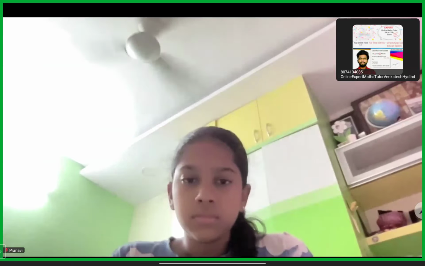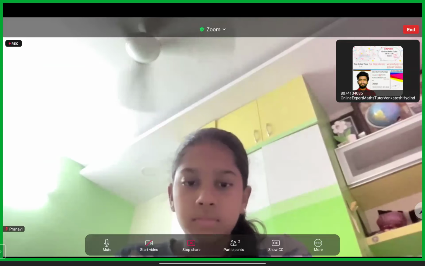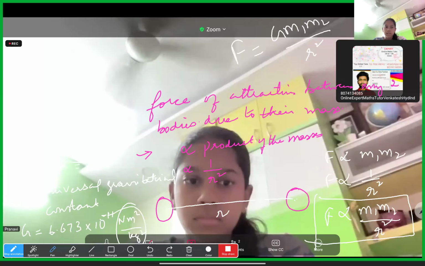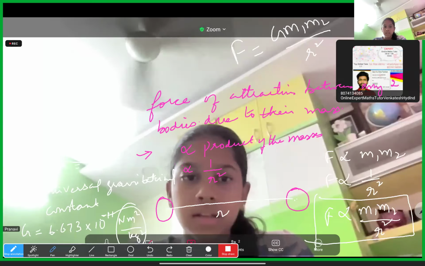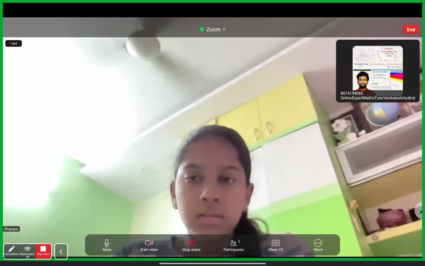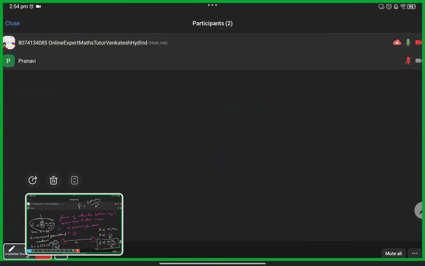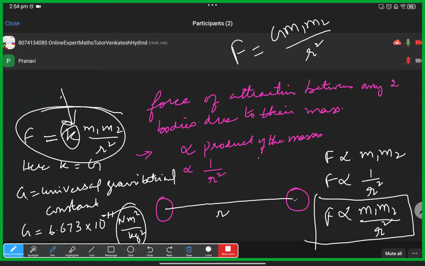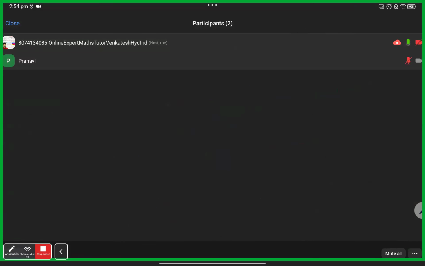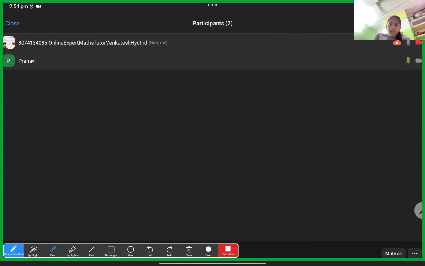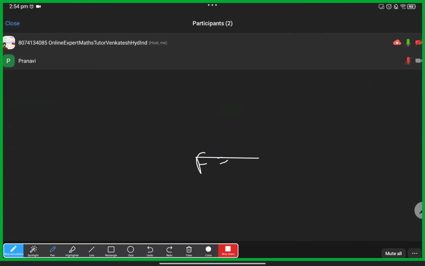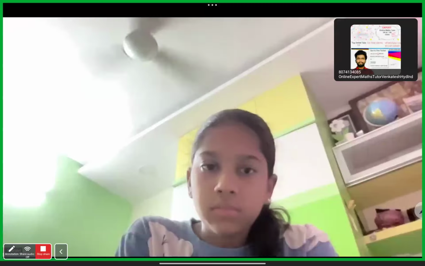In that formula, now shall I delete whatever I have? Which one? I can't see anything. Till now I was writing this one. Yeah, now I can see. Before I couldn't see. Yes, Pranav. So finally the equation is, Pranavi, F is equal to G m1 m2 by r square. Yes, sir. F is equal to G m1 m2 by r square. In that equation will be used.